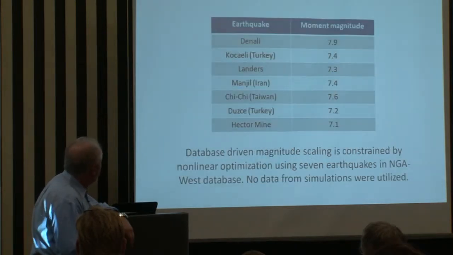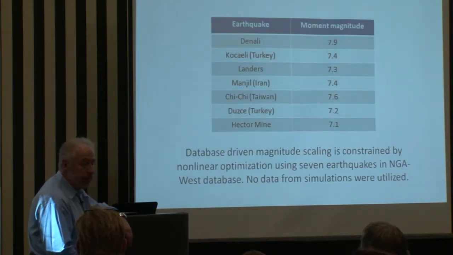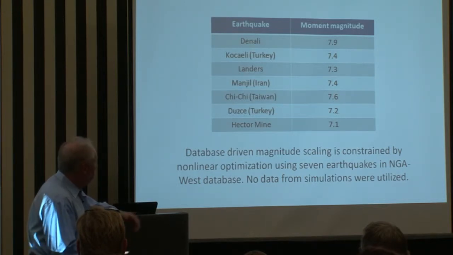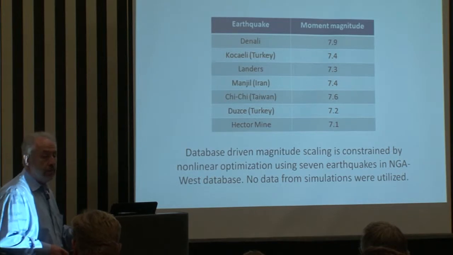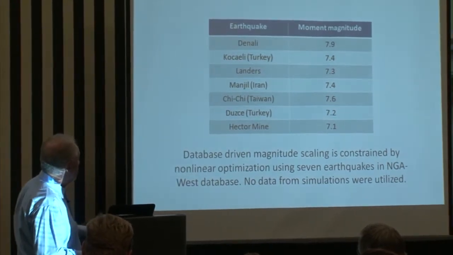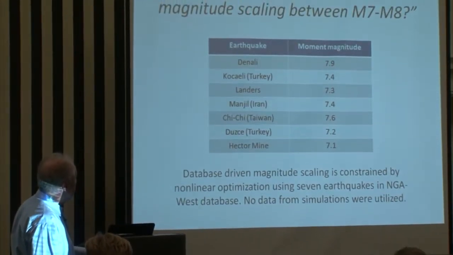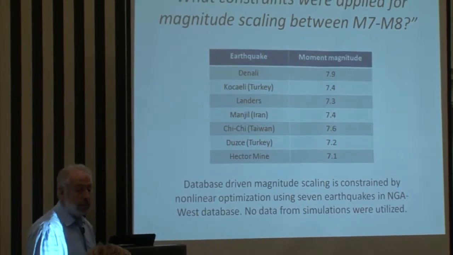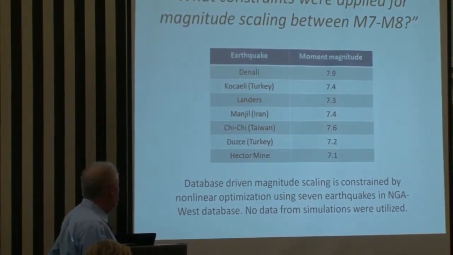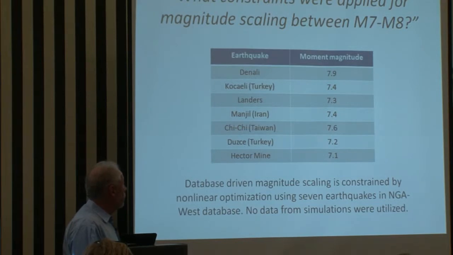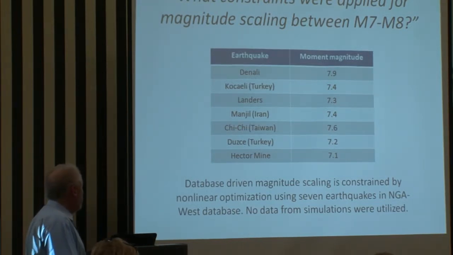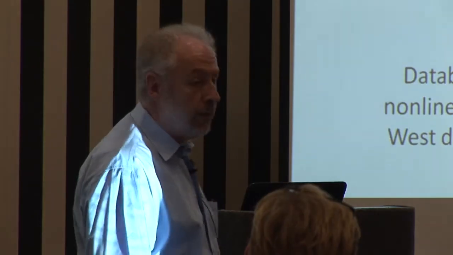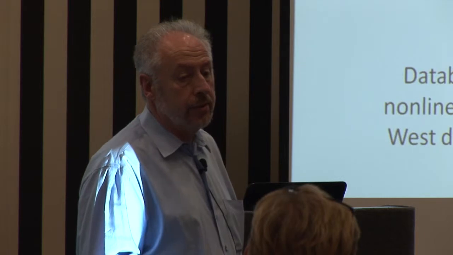Okay, constraint for magnitude 7 to 8. These are earthquakes which helped us to constrain between magnitude 7 and 8. And of course, Denali is not as good as Chichi, but basically these are earthquakes that we use to constrain our magnitude scaling. It may be far from perfect at magnitude close to 8.